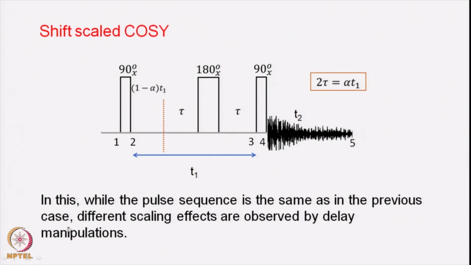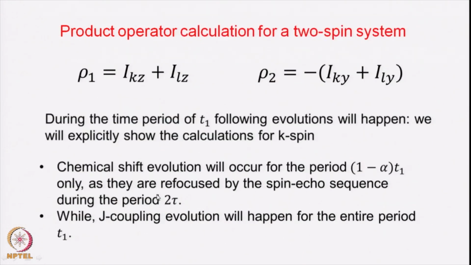Okay. Now, this produces different scaling effects observed by delay manipulations. So, what is the consequence here? We just do the same calculation once more. So, during the time period T1 the following evolutions will happen. Again we show only for the K spin. The chemical shift evolution will occur for the period 1 minus alpha times T1 only, as they are refocused by the spin echo sequence during the period 2 tau, while J coupling evolution will happen for the entire period T1.